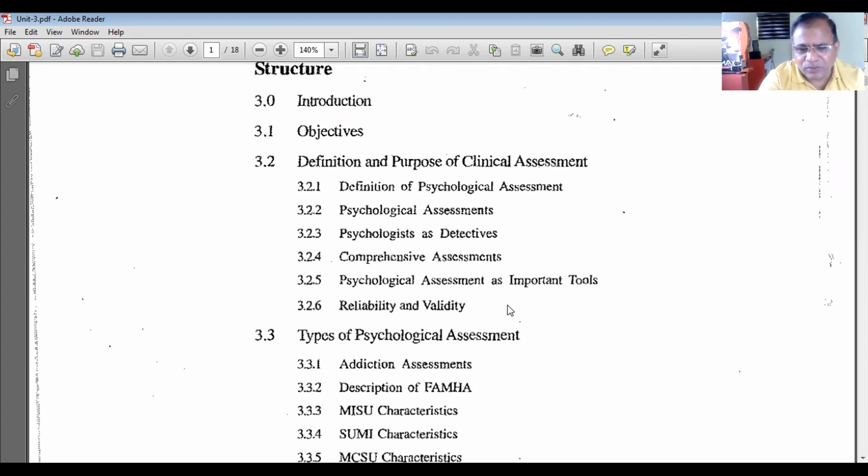What is psychological assessment? It is the assessment of psychological factors. Now, what are the psychological factors? There are some personality factors. There are some cognitive factors. There are some social factors. There are some emotional factors. So psychological assessment means assessment of emotions, thought, behavior, and the abnormal part of the behavior of the person. That is the way we can define psychological assessment.